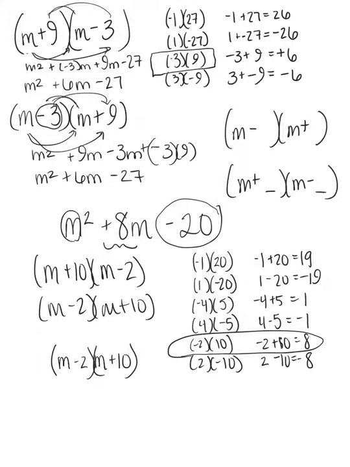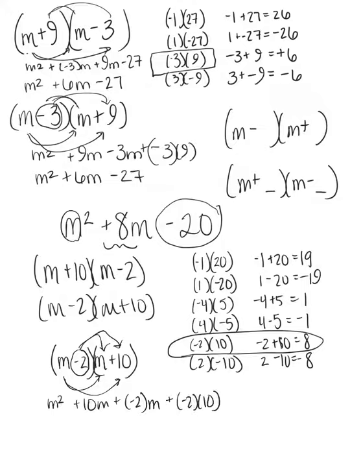And just to check, I'm going to do first, outer, inner. Remember to take the whole negative 2. And then take the whole negative 2 over to 10. And I get m squared plus 8m minus 20. That's what I had up here. So this is indeed my factor.